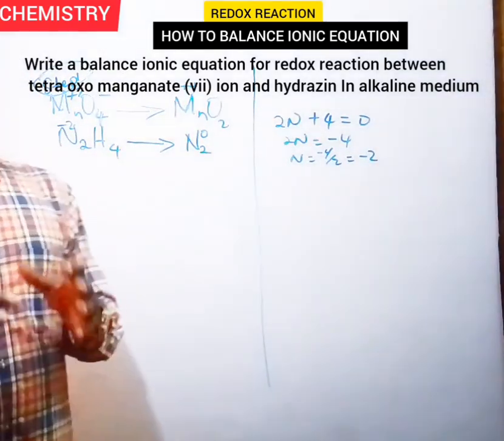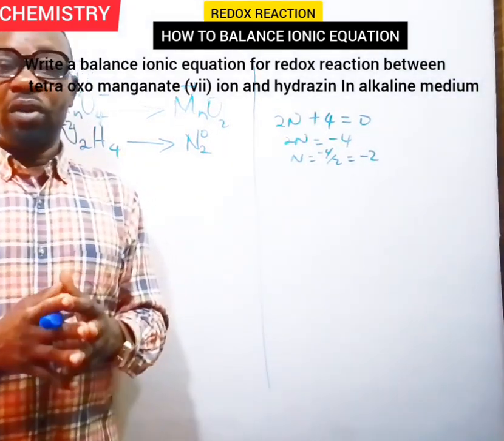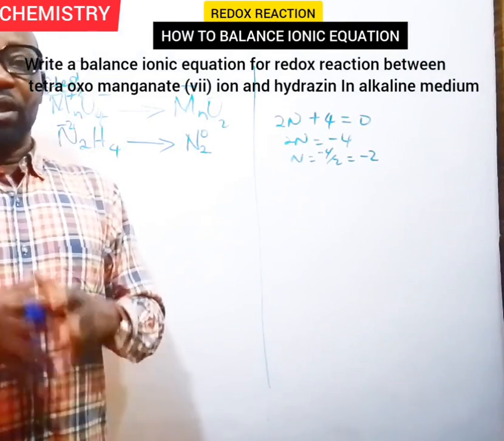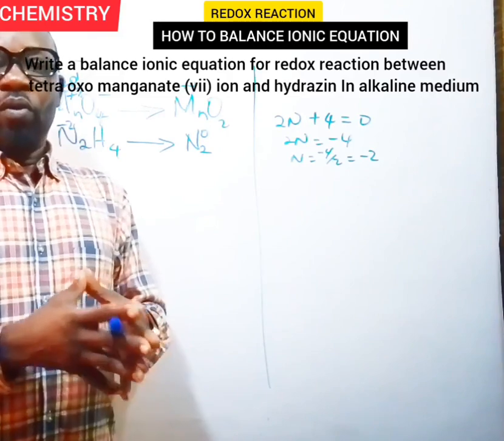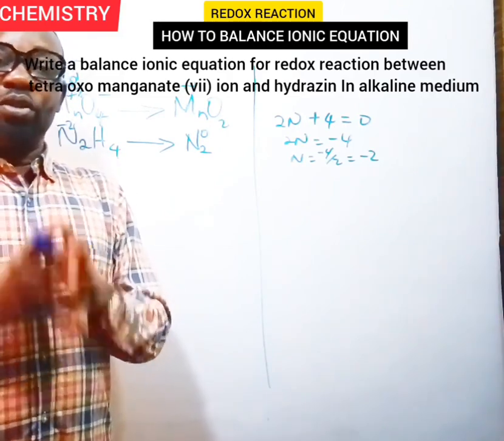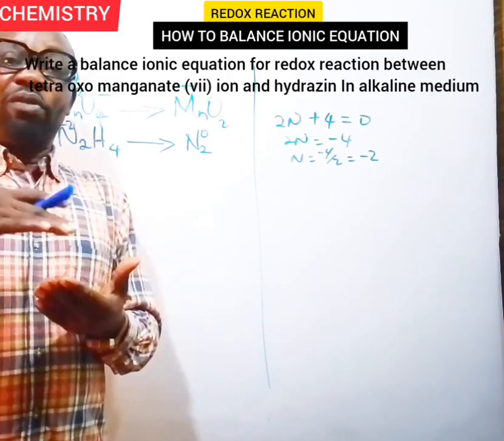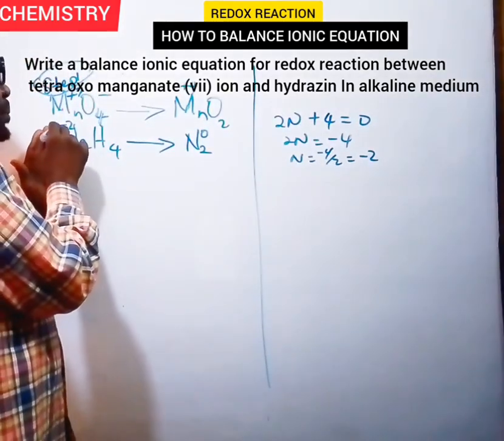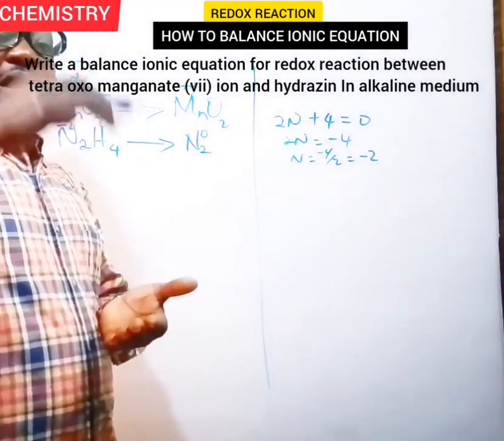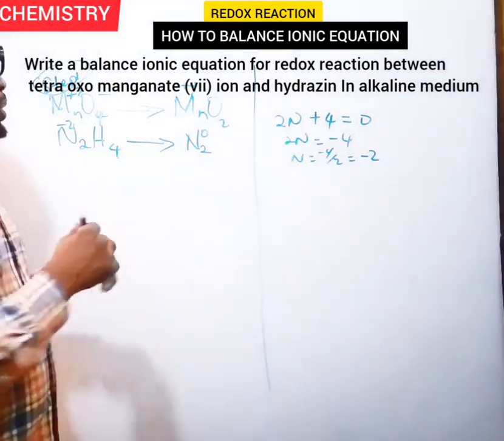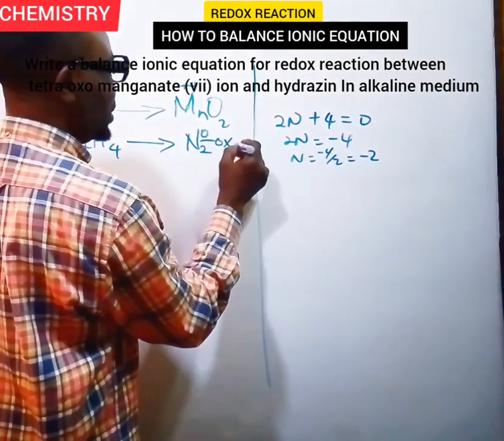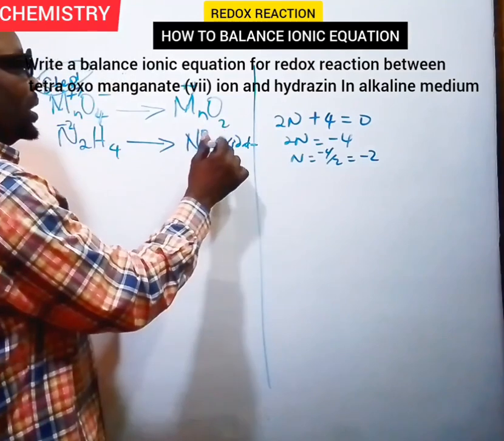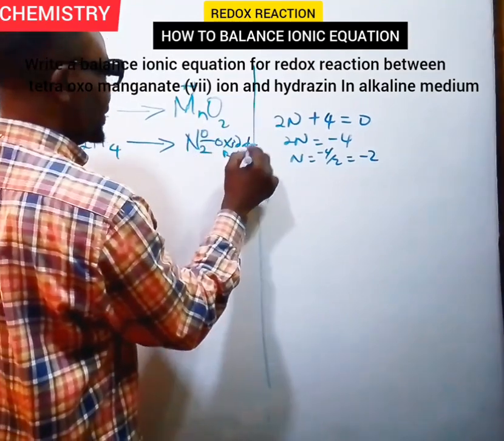Now, as we have in the definition of oxidation and reduction for loss and gain of electron, oxidation is a loss of electron, which leads to an increase in oxidation number. If you look at it very well, from -2 to 0, the oxidation number has increased because 0 is greater than -2. So this one is oxidation, and this is going to be the reducing agent.